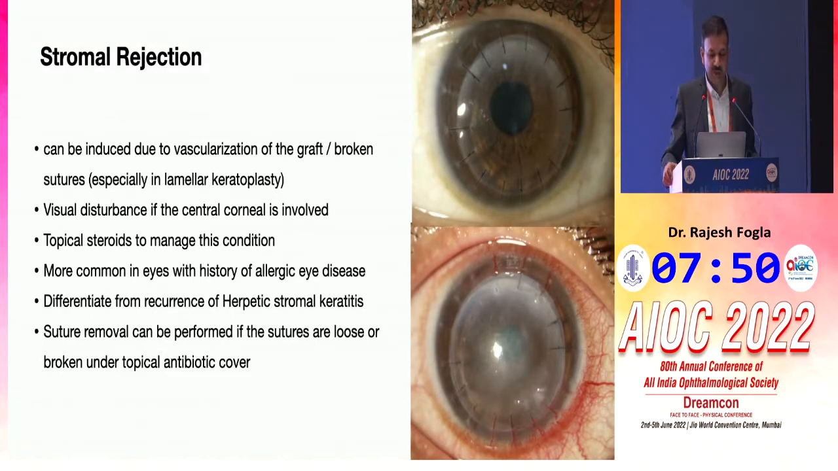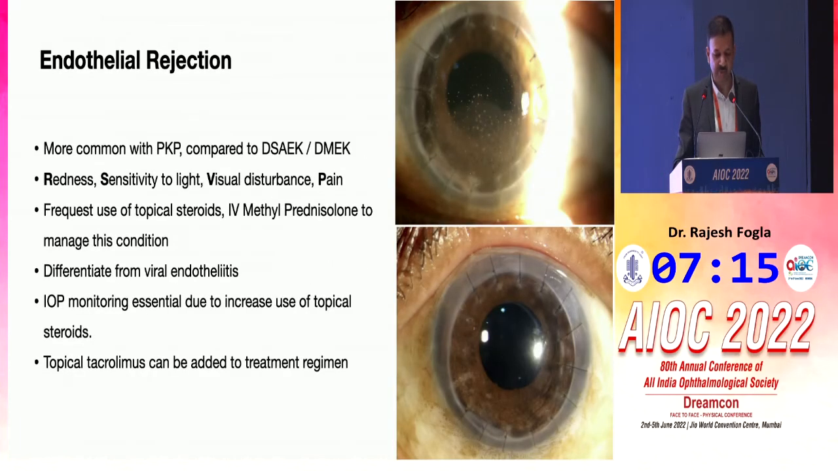Also, with a loose or broken suture, sometimes you see patients with central corneal haze and swelling, which can be a stromal rejection as well, especially with lamellar keratoplasty. So in this scenario, you use topical steroids. Again, it is more common with allergic eye disease. Again, you have to differentiate from herpetic disease, in that you can have the primary indication for which the corneal transplantation was performed, or if the patient has had a prior history of recurrent attacks of redness. Suture removal, again, if they are loose or broken, can be performed.